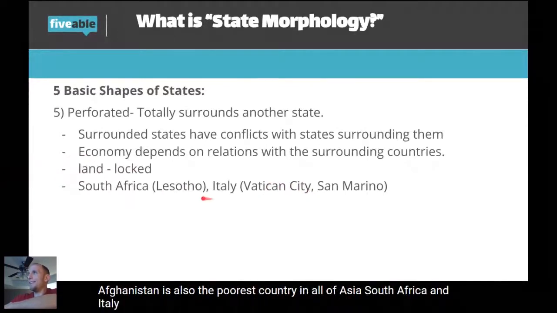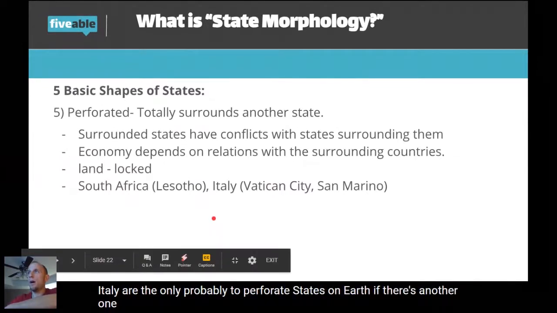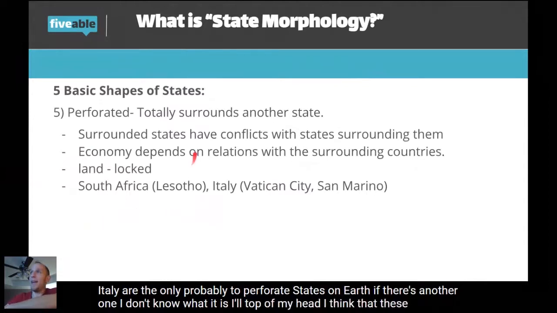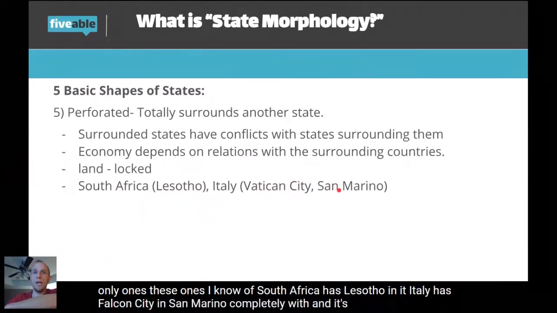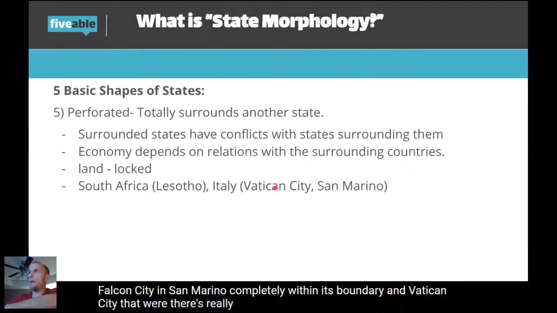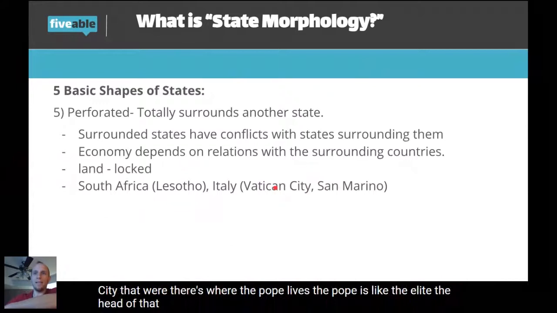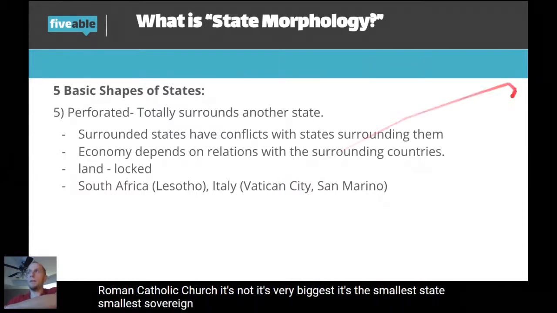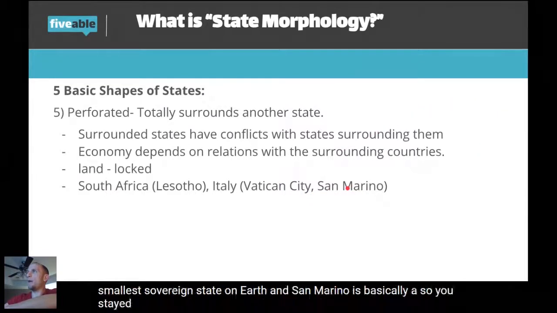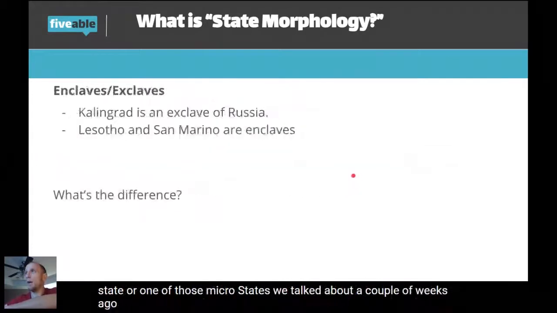South Africa and Italy are probably the only two perforated states on Earth. If there's another one, I don't know what it is off the top of my head. I think that these are the only ones I know of. South Africa has Lesotho in it. Italy has Vatican City and San Marino completely within its boundary. And Vatican City is where the Pope lives. The Pope is like the head of that state. It is a state that is kind of the headquarters of the Roman Catholic Church. It's very small. It's the smallest sovereign state on Earth. And San Marino is basically a city-state, or one of those micro-states we talked about a couple of weeks ago.